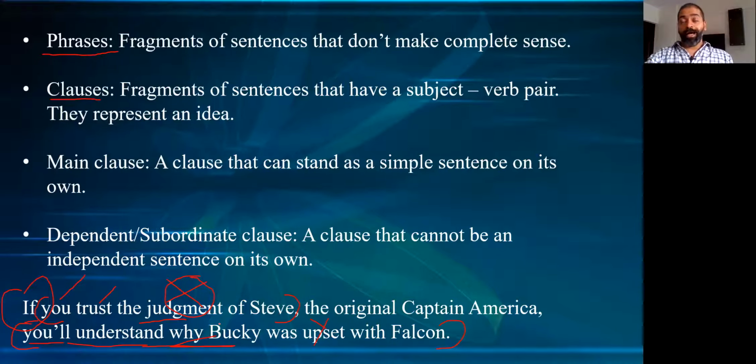Anyways, as a reader, your job is to figure out what are clauses and what are phrases. So for example, this part here, the original Captain America, who we are all fans of. The original Captain America does not have a subject verb combination. It's just a group of words. It makes partial sense, but doesn't give you a complete idea. When you see "the original Captain America", you feel like asking, what about it? Right. So when you feel like asking what about it, that means it's a phrase.